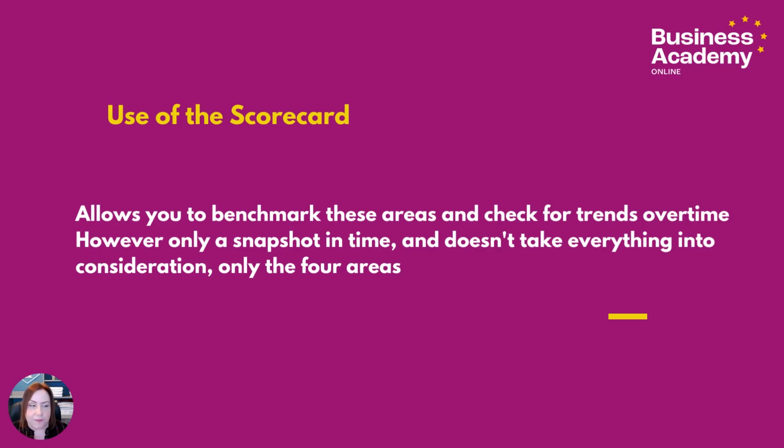So the use of the scorecard allows you to benchmark these areas, as I've said, and check for trends over time. However, remember that once you've done a balanced scorecard analysis, it's pretty much out of date straight away. It's a snapshot in time, just like a ratio is. And it doesn't take everything into consideration. It only looks at those 4 areas. So if you want to get a little bit of critical analysis in your conclusion, you need to be talking about how maybe there should be more of a focus on sustainability in here and other factors such as that. So this is a little bit of analysis just to add to the end.